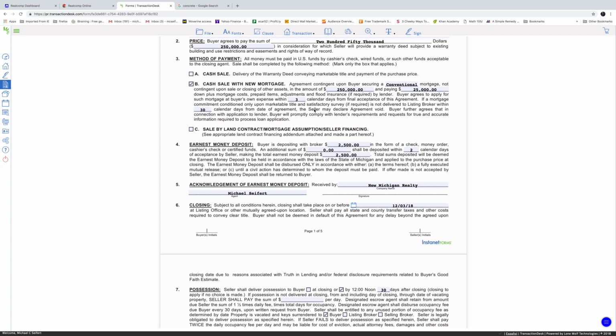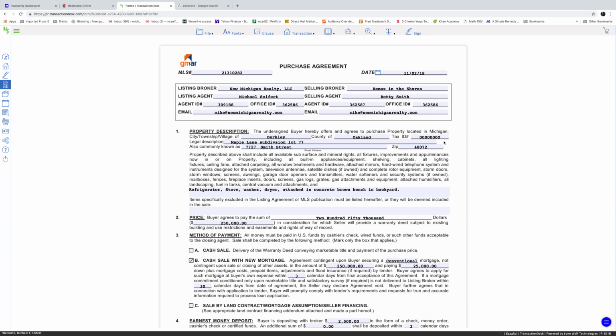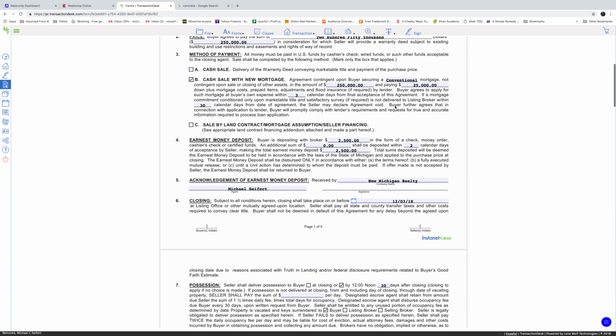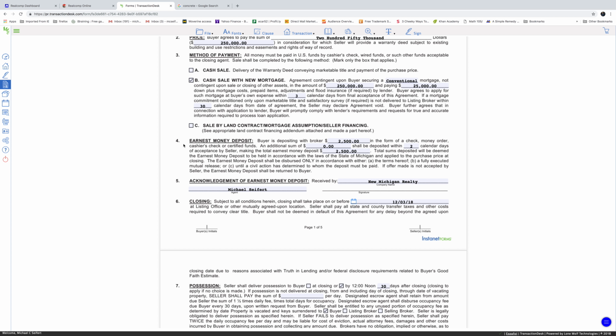If the mortgage commitment conditioned only upon a marketable title and satisfactory survey, if required, is not delivered to the listing broker within 30 calendar days from the date of this agreement, the seller may declare agreement void. So what that means is that from the date of this purchase agreement, excuse me, that's incorrect. We're going to talk about how much time you have on page 5 of this. So 30 days. 30 days from the final signature of either what's known as the bottom line from the buyer or from the seller's signature line.